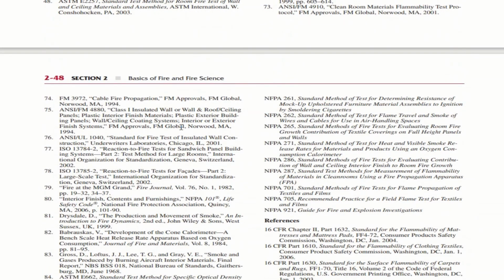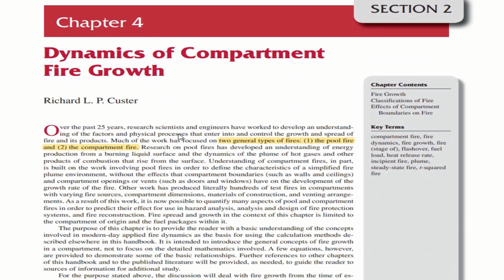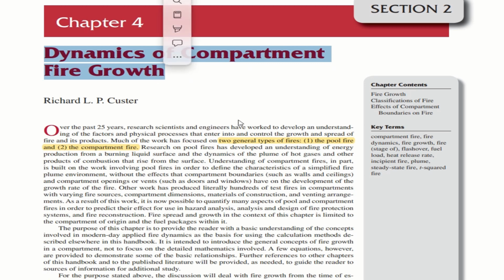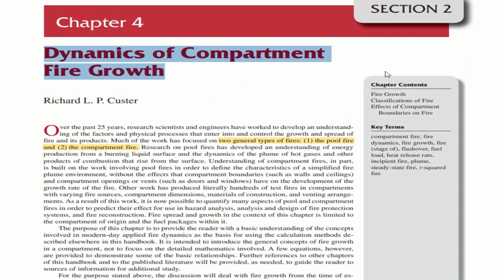So we have gone through the 3 chapters. Now we shall move ahead with chapter 4, dynamics of compartment fire growth. Here there are 2 general types of fire, pool fire and compartment fire. This chapter also refers to the fire growth. The concept of fire growth is an important concept for your examination.